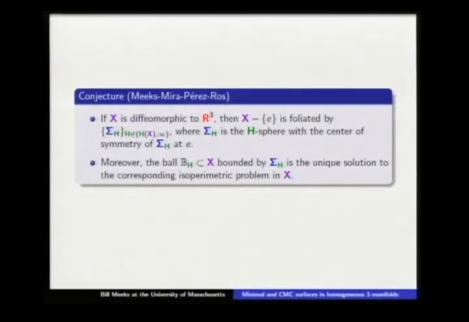And you can prove that in certain spaces, like H2 cross R. We can prove this sort of property in a number of spaces, like Nil, Heisenberg space. You can prove you have this foliation, but we don't know it in general. Okay, all right, that's probably it.